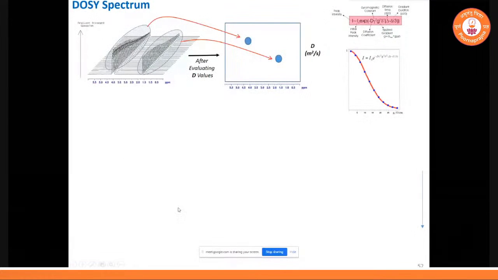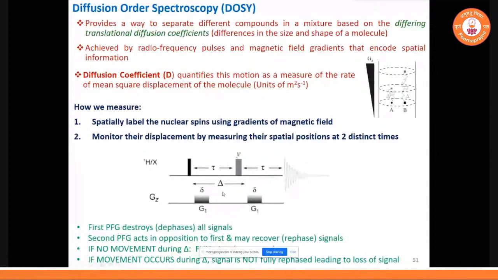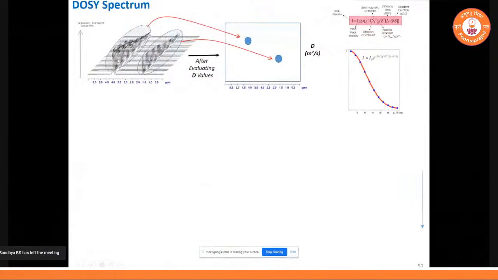So what we are doing here, as a function of this gradient strength, we are constantly increasing the strength of this gradient, and as a function of this capital delta, we are measuring the diffusion. We are measuring the movement of this nuclei. And the signal intensity will decay as a function of gradient strength. Now this intensity will be plotted as a function of this expression. From there we are extracting the diffusion coefficient. Now software smartly plots chemical shift as a function of diffusion. So that means based on diffusion coefficient, we can separate the constituents in your mixture.